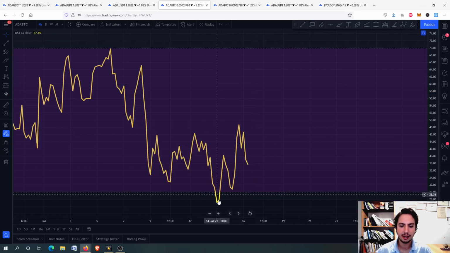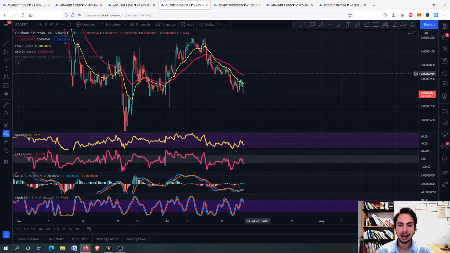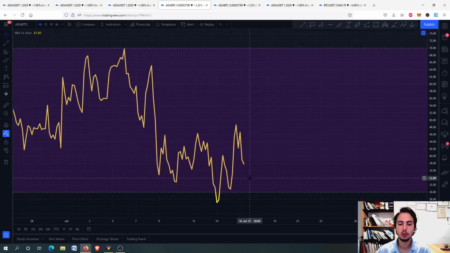We had a higher low pattern for the RSI with a lower low price action. If we close a little bit beyond, guys, this might mean that we can make a significant swing high right there. We might be forming a bullish RSI divergence. We will see about that.